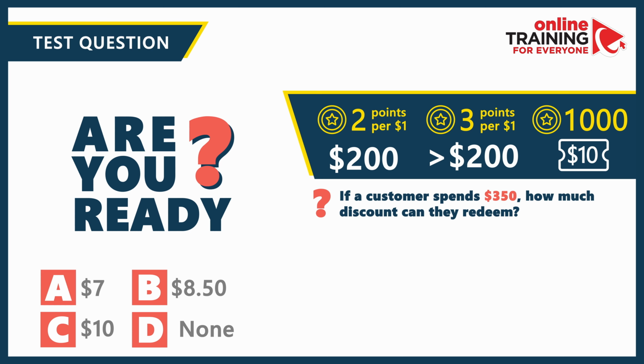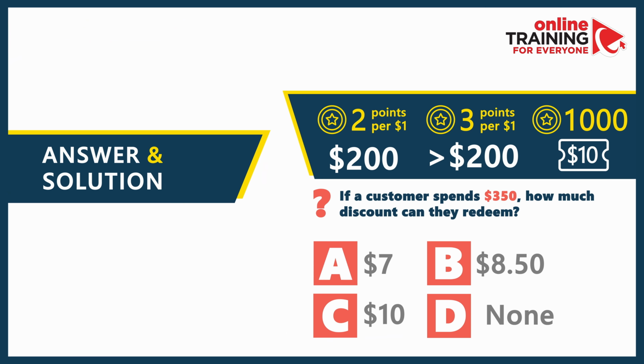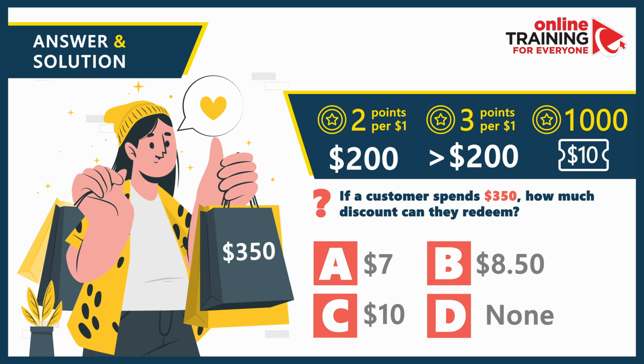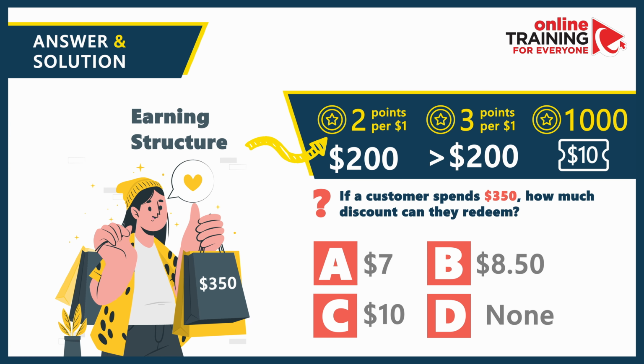Time's up. Do you have your answer ready? I hope so, because the solution is simple, but not straightforward, so let's solve it together. To solve this question, let's understand 2 important facts about the earning structures. Spending up to $200 earns 2 points per dollar, and spending beyond $200 earns 3 points per dollar.